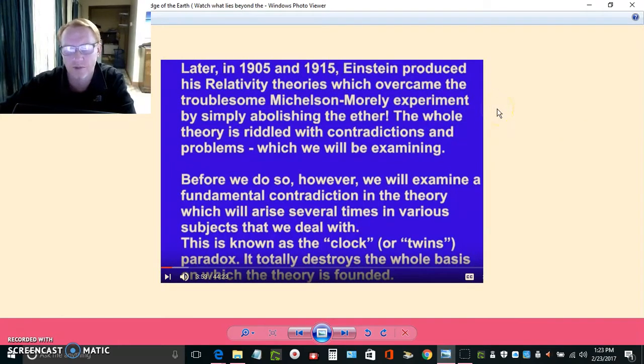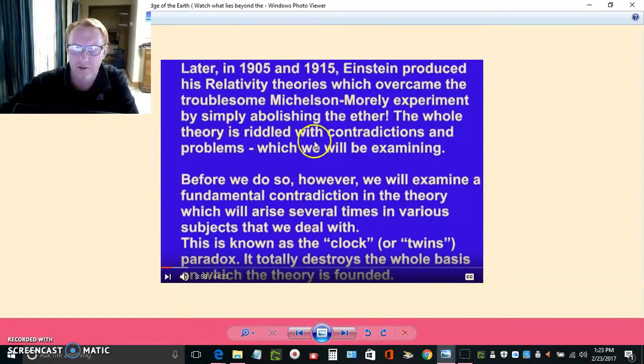So later in 1905 and 1915, Einstein produced his relativity theories, which overcame the troublesome Michelson-Morley experiment by simply abolishing the evidence, the ether, the truth. Let's just throw out facts. Yeah, who cares?